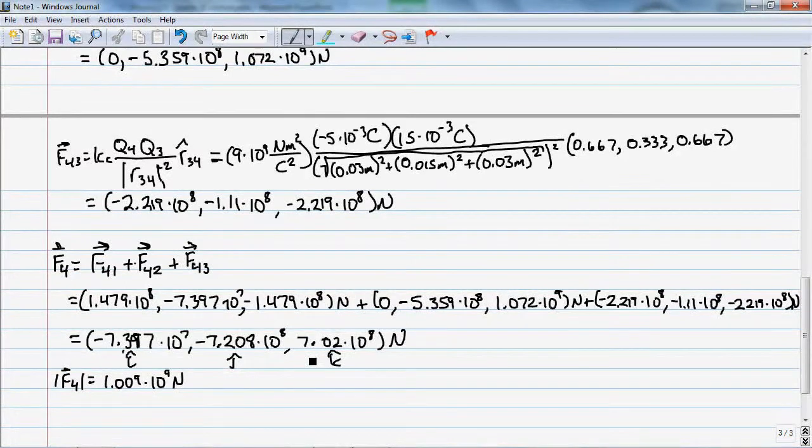You can find the solutions for the force on charge 1, 2, and 3 in the notes, but it's all very similar. You just got to keep track of the subscripts. If you can keep track of the subscripts, you'll be fine with these problems.